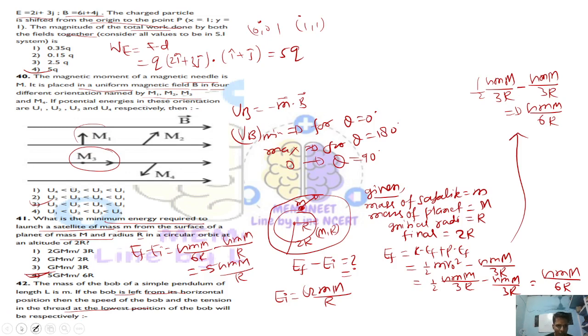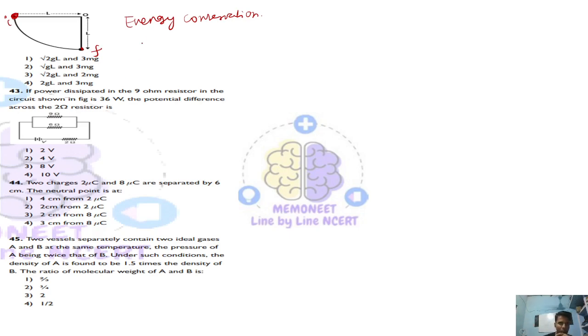Lowest position will be speed. It is asking about the speed, so simply you need to apply energy conservation. Initially the kinetic energy is 0 and the height gives mgL. Finally it has velocity, so kinetic energy is half mv square, and potential energy is 0 if you take it as the reference. From here you can calculate the velocity.